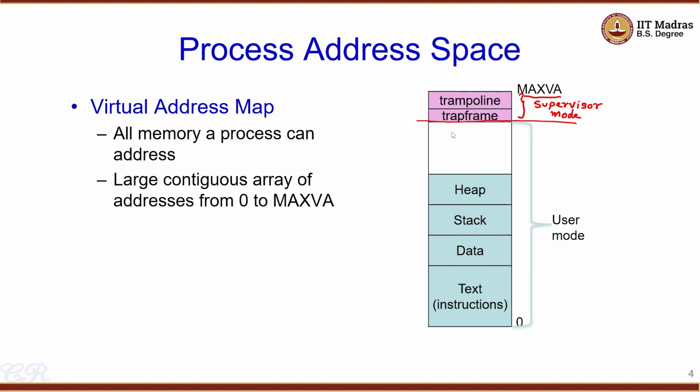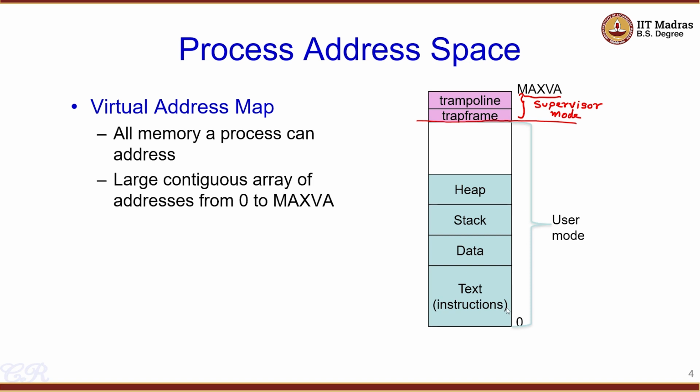we have a virtual address space for a process, and it is split into two parts. The supervisor mode part comprises something known as the trampoline and the trap frame, while everything below that, including the code segment, which is the text and instructions, the data, stack and heap, runs in the user mode.